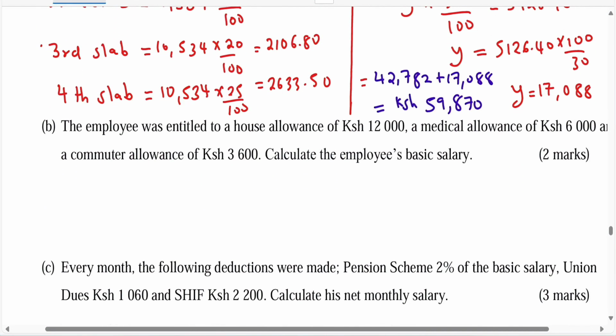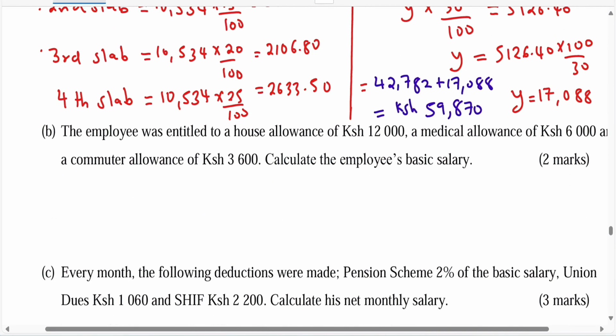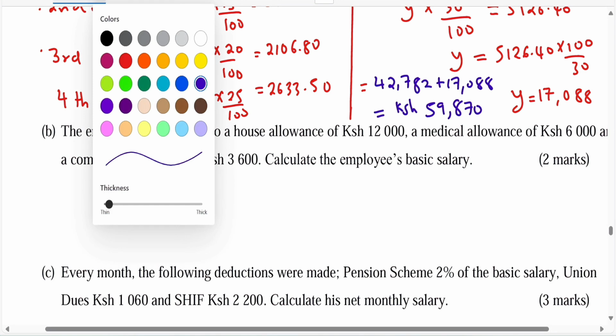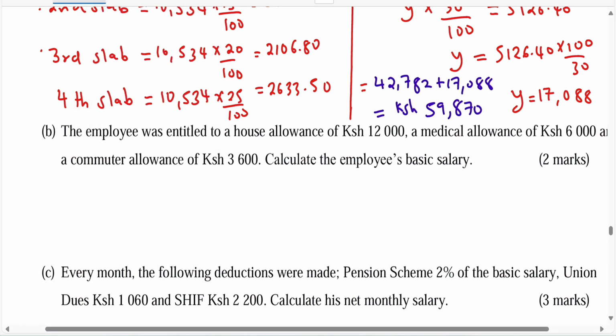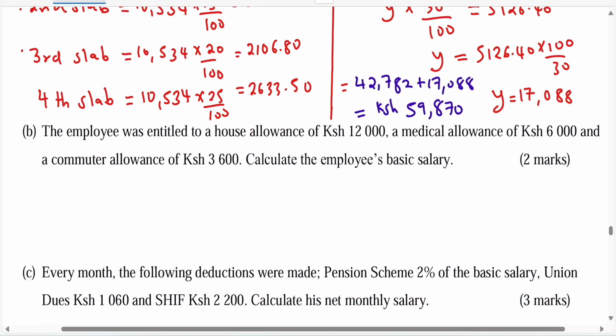Question B says the employee was entitled to a house allowance of 12,000 Kenya shillings, a medical allowance of 6,000, and a commuter allowance of 3,600 shillings. So ampewa allowances nyingi. Calculate the employee's basic salary. So if I want to get my basic salary, what do you do?